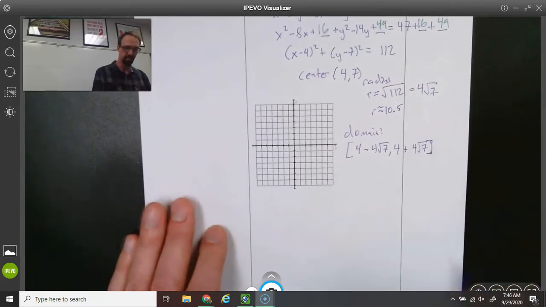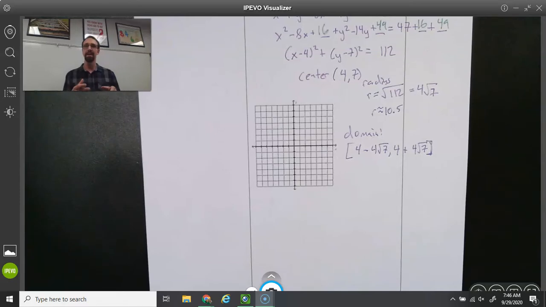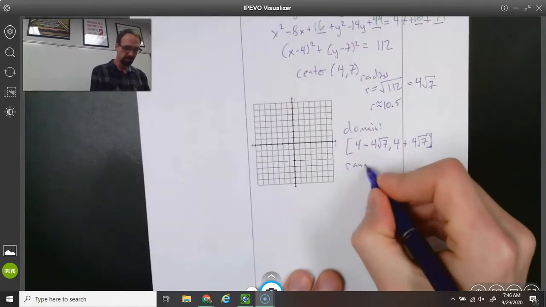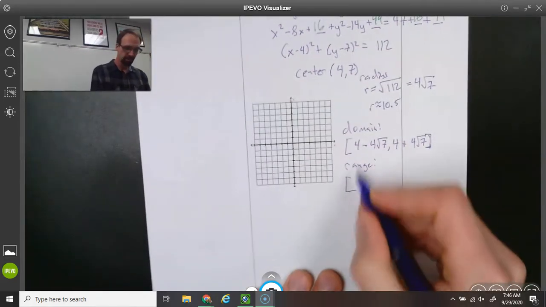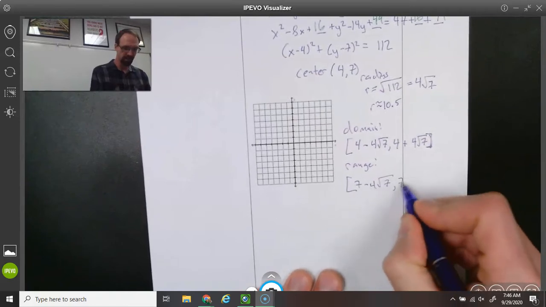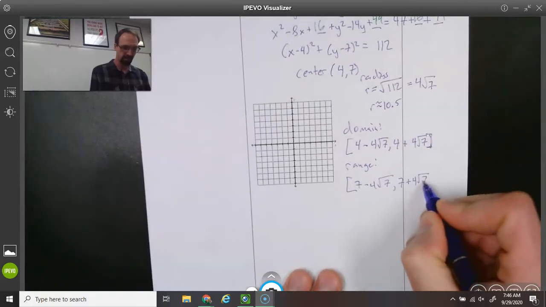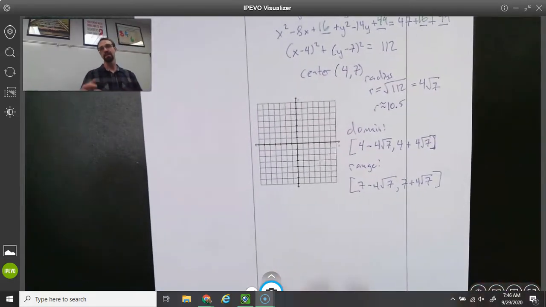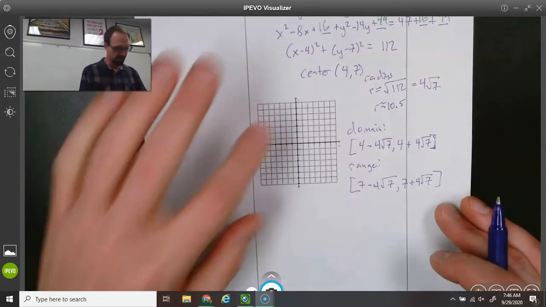I know it's this because my radius is that, so my domain has to be all the values less than, so again going to the left, and then greater than going to the right. And then my range is going to be 7 minus 4 square root of 7 and 7 plus 4 square root of 7. This is exact. This is precise. We want to be precise, if possible. Always be precise. So my center at 4, 7.